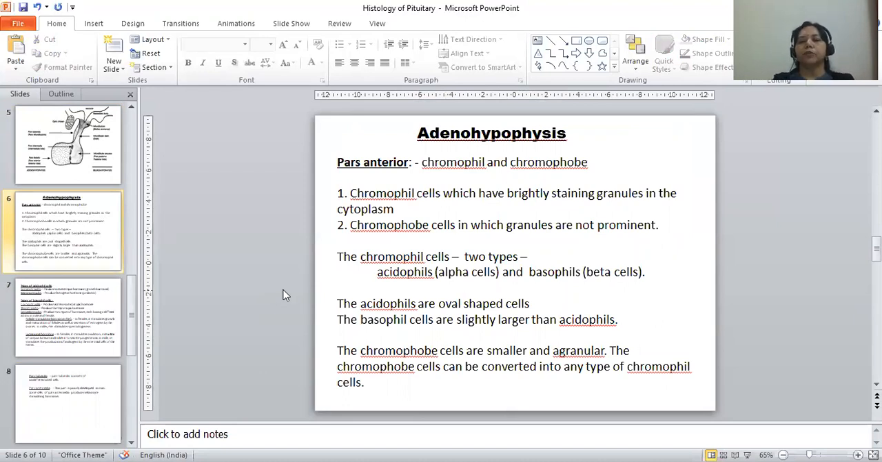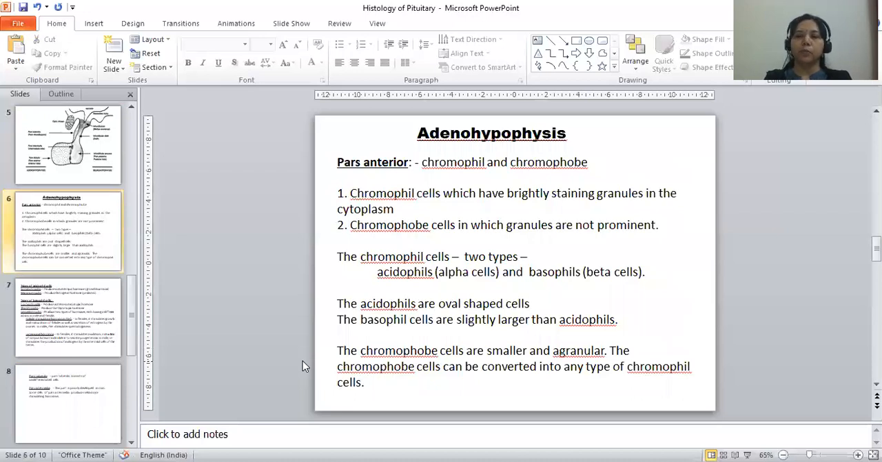There are two types of chromophil cells: acidophils or alpha cells and basophils or beta cells. So this is depending on the staining properties. The alpha cells stain with the acidic stains and basophils stain with the basic stain. The acidophils are small cells with an oval shape, and basophil cells are slightly larger than the acidophils. So these are the two major types of cells in the anterior pituitary, that is acidophils and basophils.